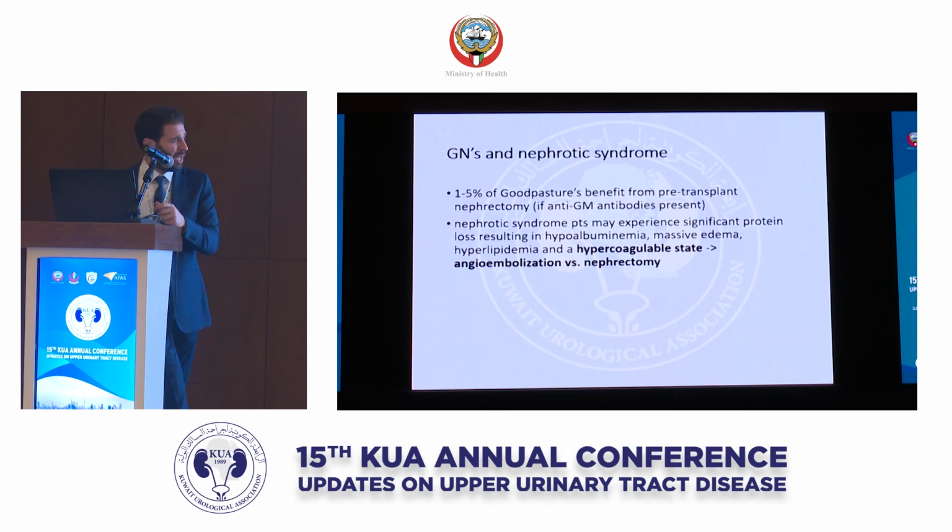This is a rare scenario, but patients that have anti-glomerular basement membrane disease, with Goodpasture's for instance, these patients will benefit from a nephrectomy or angioembolization because they tend to lose a lot of protein in the urine, and they're in a hypercoagulable state, which you don't really want after your transplant.